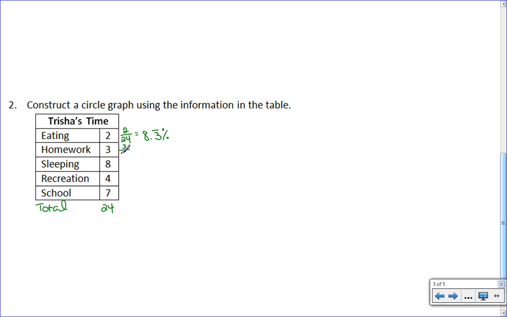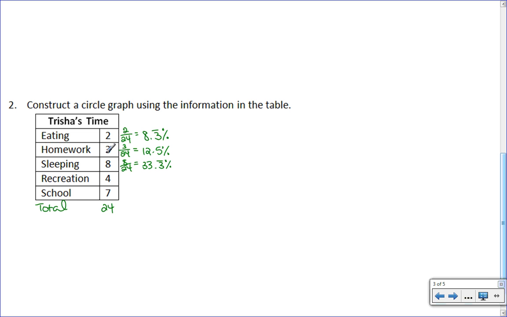Homework is 3 over 24. And again, when we divide and change that to a percent, this is 12.5%. Sleeping is 8 over 24. When we divide that and change it to a percent, that's 33.3 repeating percent.